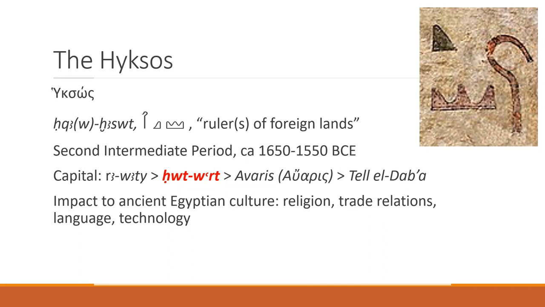The Hyksos period, marked even in the Egyptian Turin King list, only lasted for about a century, ending as Theban rulers seized the town and united the land of Egypt under one ruler again. But they had a great impact on ancient Egyptian culture, ranging from language to religion to technology.